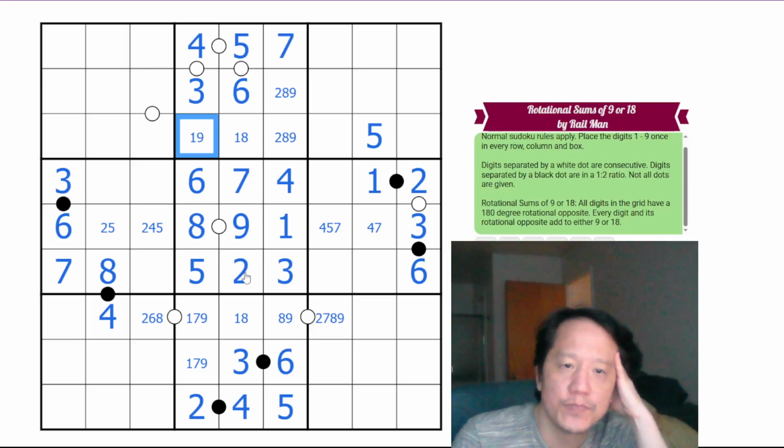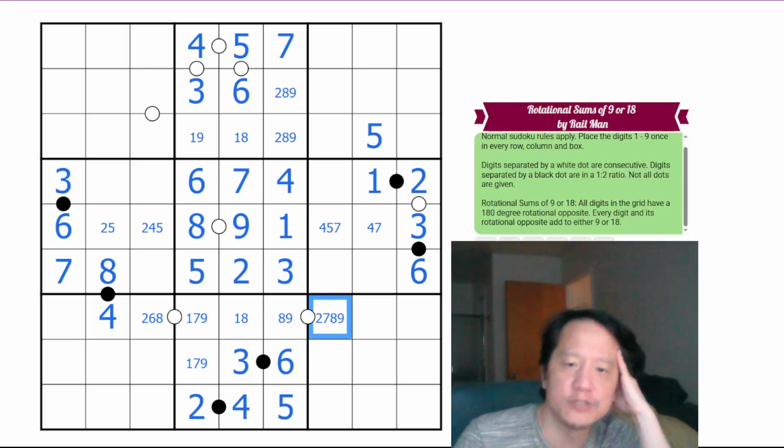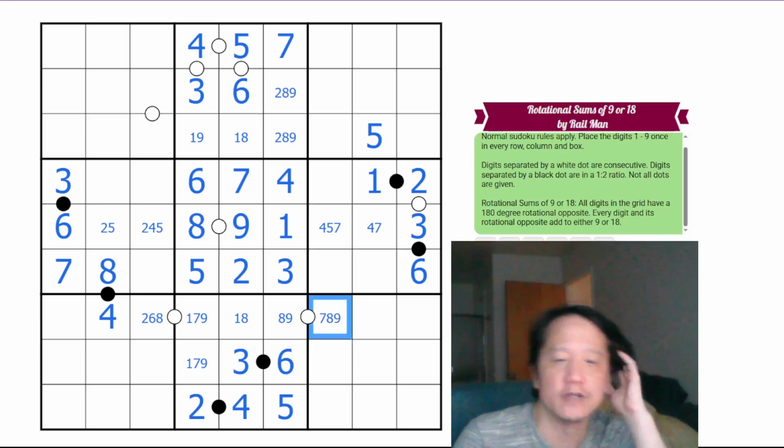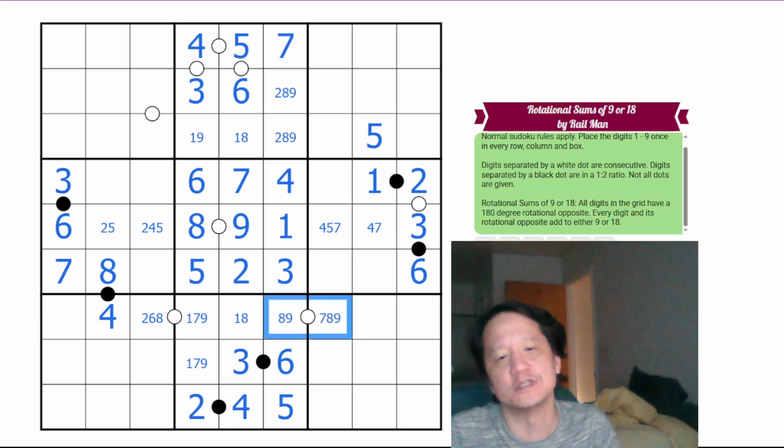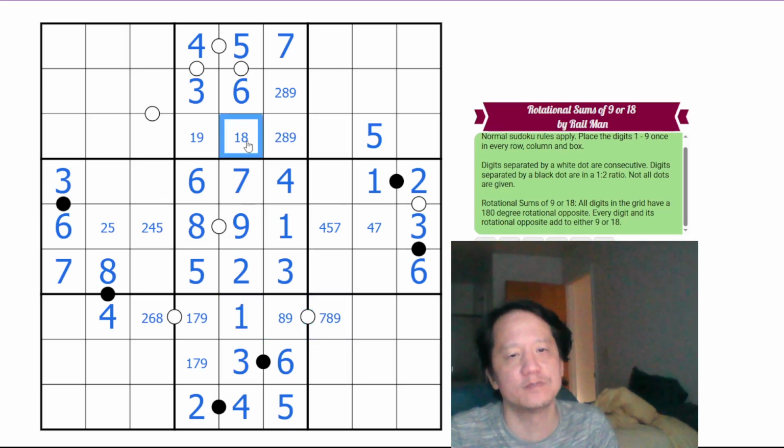So this is 8 or 9, which is only consecutive with 7, 8, or 9. So we are guaranteed one of these digits must be 8, because if this is 8, it's next to a 7 or 9. If this is 9, it must be an 8 here. So this cannot be 8, which makes this 1, which makes that 8. Therefore, there's no 8 here.